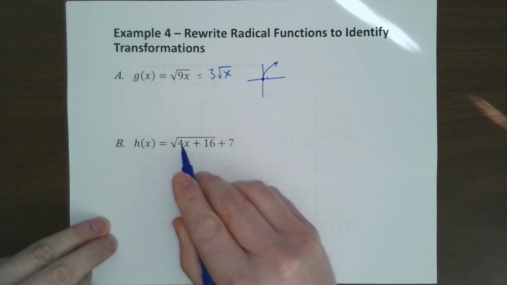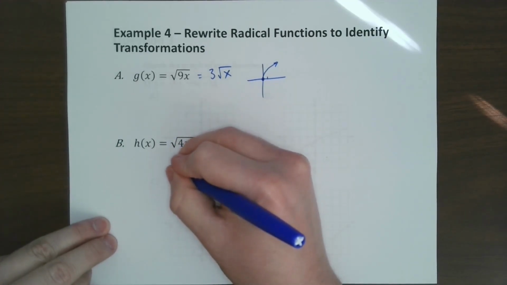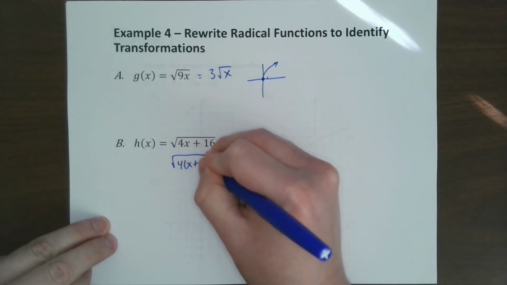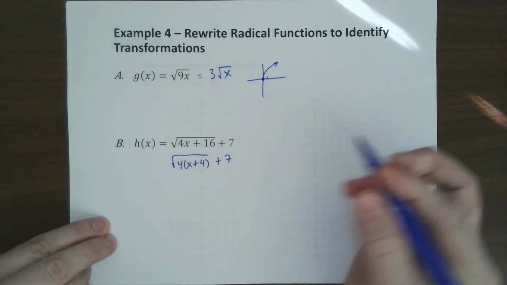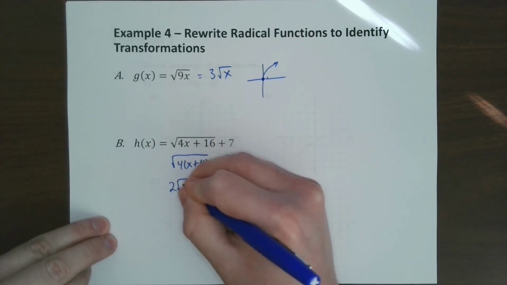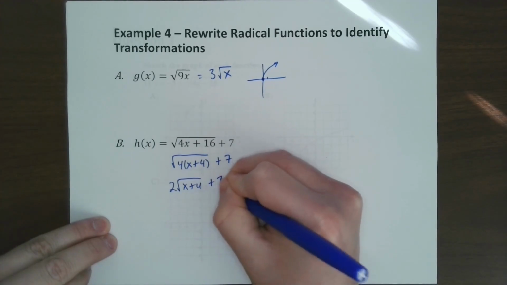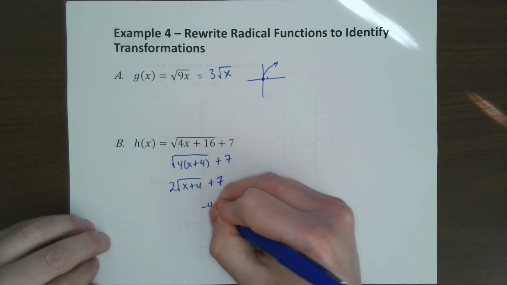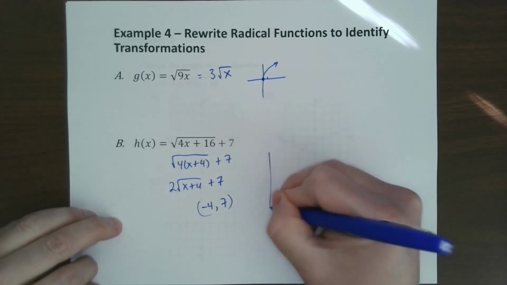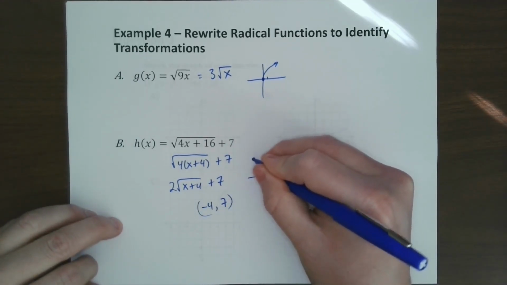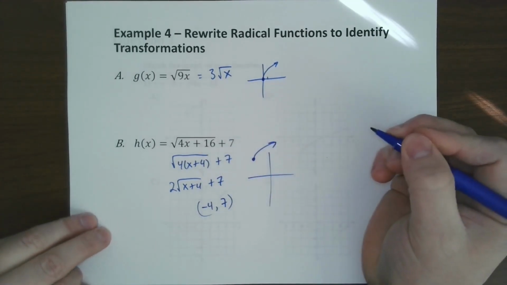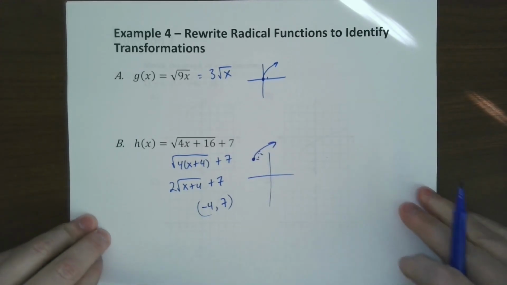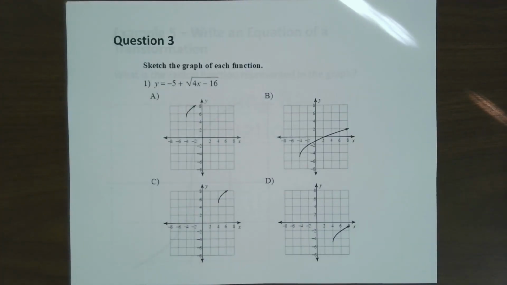Same thing with this one. See, we have the 4 underneath. Well, we know 4 and 16 share the 4. So we can rewrite it as that. And then the square root of 4 is 2. 2 square root of x plus 4, plus 7 on the outside. And so now from here we can identify the starting point, which would be negative 4 and 7. So if we graph that, it'd be over here somewhere. Since it's a square root, it's going to be a swoop. Specifically over 1 up 2 units. Go ahead and try this one.